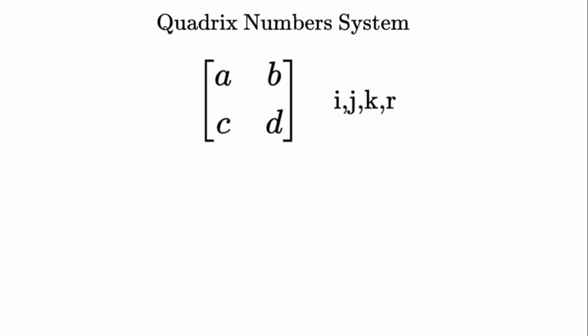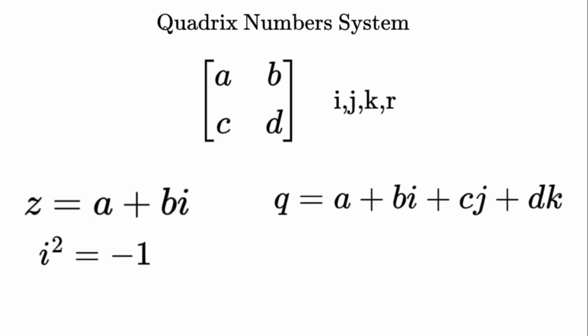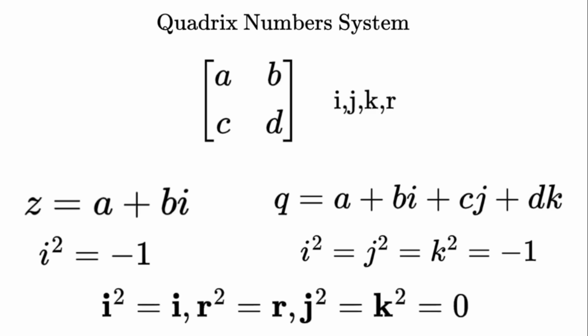Complex numbers like z equals a plus b times i are 2D with i squared equal to -1. Quaternions like q equals a plus b times i plus c times j plus d times k are 4D with i squared, j squared, and k squared all equal to -1. Quadrix numbers are also 4D, but their basis elements follow different rules. I squared equals I, R squared equals R, while J squared and K squared both equal 0. These unique properties make Quadrix numbers perfect for encoding 2x2 matrices, as we'll see soon.